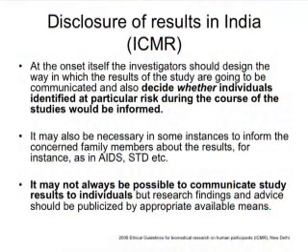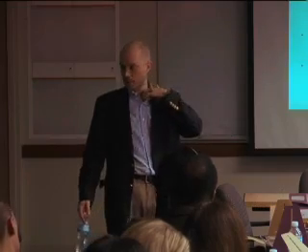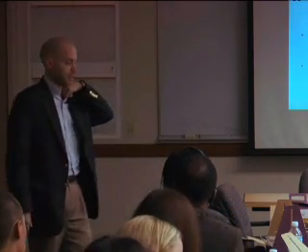Okay. So let's talk about some of the guidelines. Actually, I should say, let's talk about some of the exciting things that happen with ethics in India. The Indian Council of Medical Research says at the onset that study investigators can decide whether, and the bold in italics is mine, individuals identified at a particular risk during the course of the studies would be informed. So it's up to the investigators to decide whether the test results should be given to study participants. Interestingly, it may also be necessary in some instances to inform the concerned family members about the results. Getting back to spouse at risk and that sort of thing.